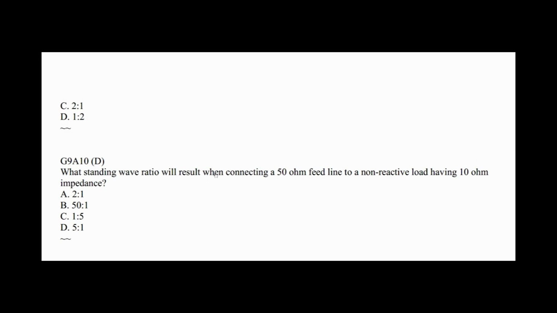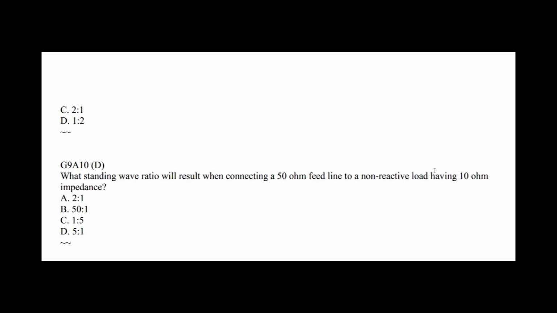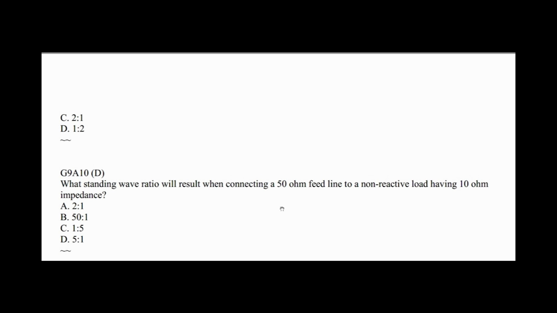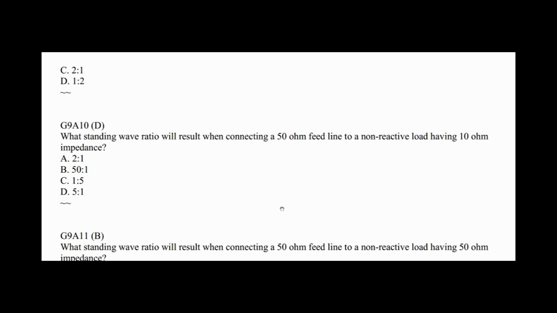G9A10. What standing wave ratio will result when connecting a 50 ohm feedline to a non-reactive load having a 10 ohm impedance? So here we've got a 5:1. And again, it's always going to be some number to 1. It's D.